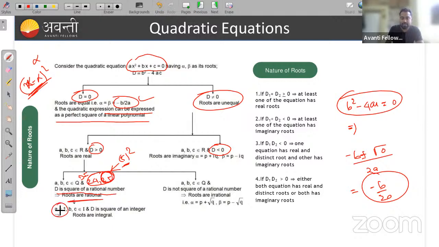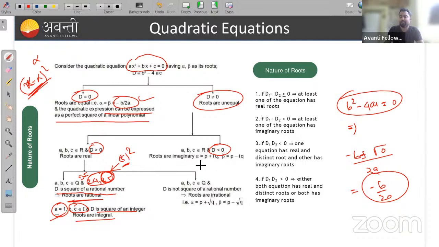When a is equal to 1 and b, c belong to the set of integers and D is a square of an integer, the roots are integers. Remember all the conditions for getting integral roots: a is equal to 1, b and c belong to the set of integers, and D must be greater than 0, right?